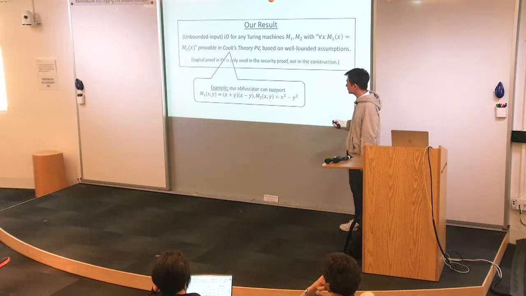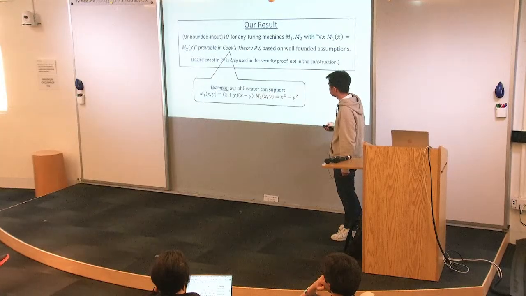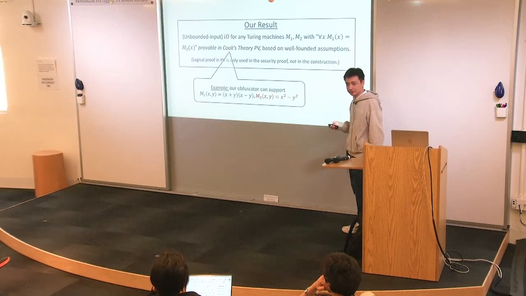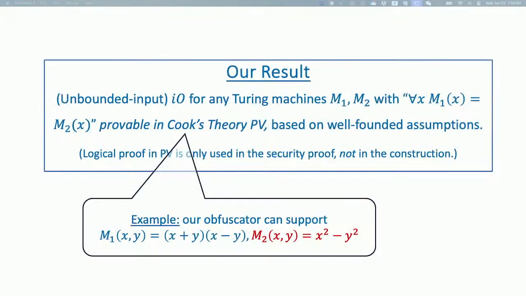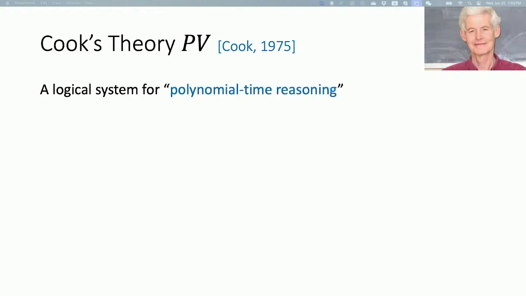Yeah. So in this result, we need to use this Cook theory PV as a logical system. So what is this Cook theory PV? Cook theory PV is a logical system defined by Cook in 1975, and it's a very influential logical system in proof complexity. It was initially introduced to formalize the intuition of polynomial time reasoning.